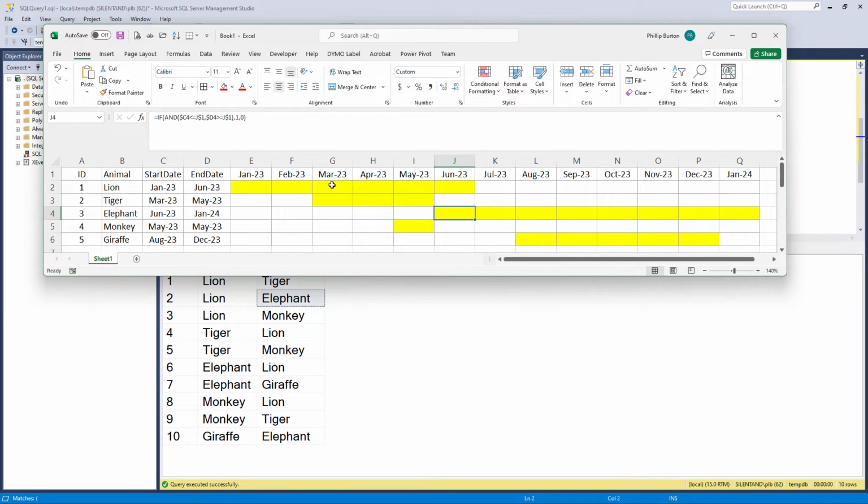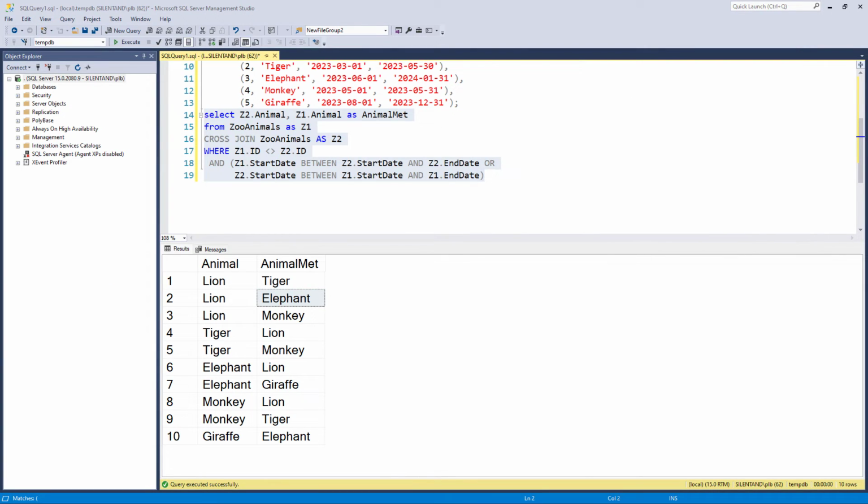The tiger has met the lion and the monkey. The elephant has met the lion and the giraffe. The monkey has met the lion and the tiger, and the giraffe has met the elephant. So we're just going to go one stage further, but it's important where we've got to.